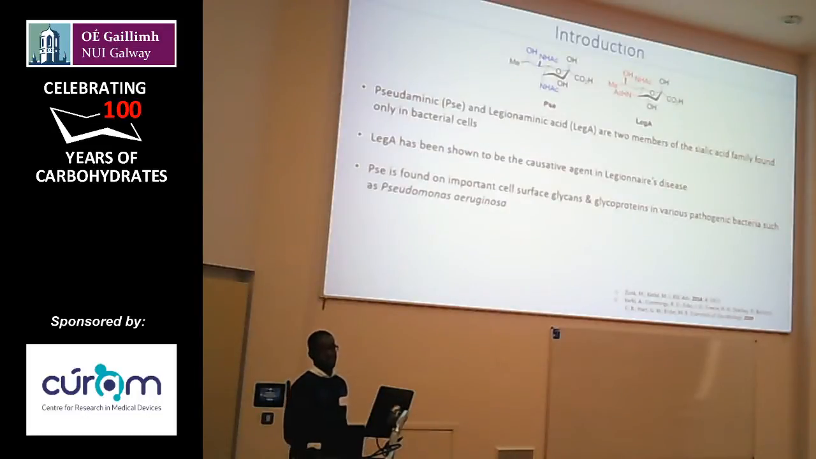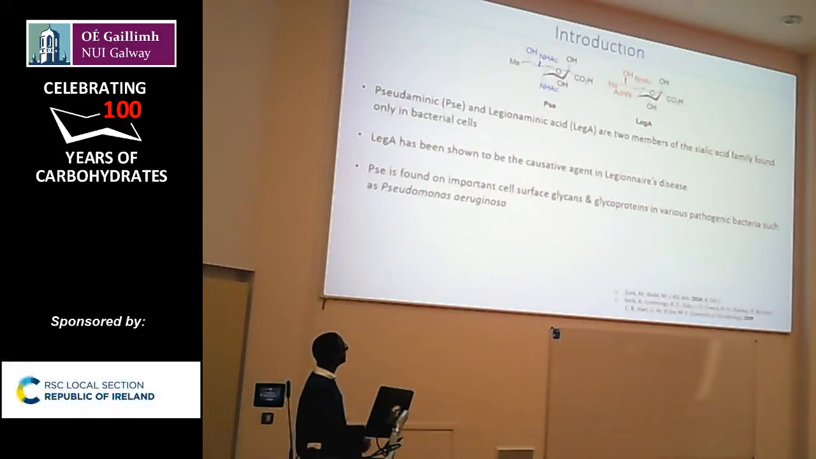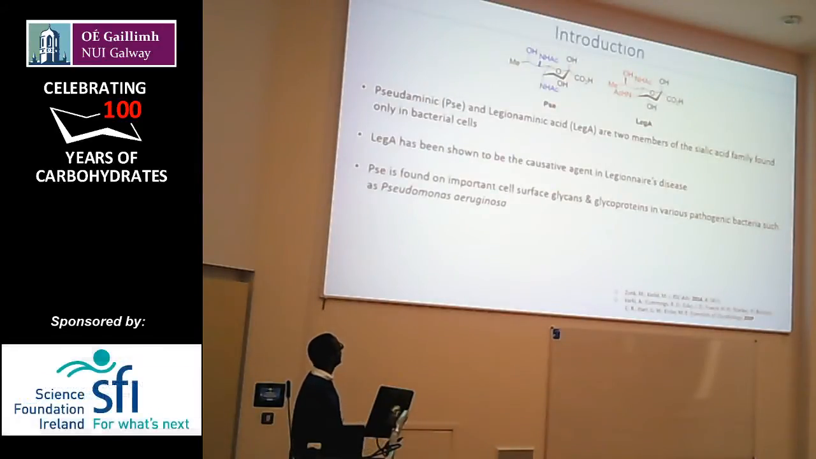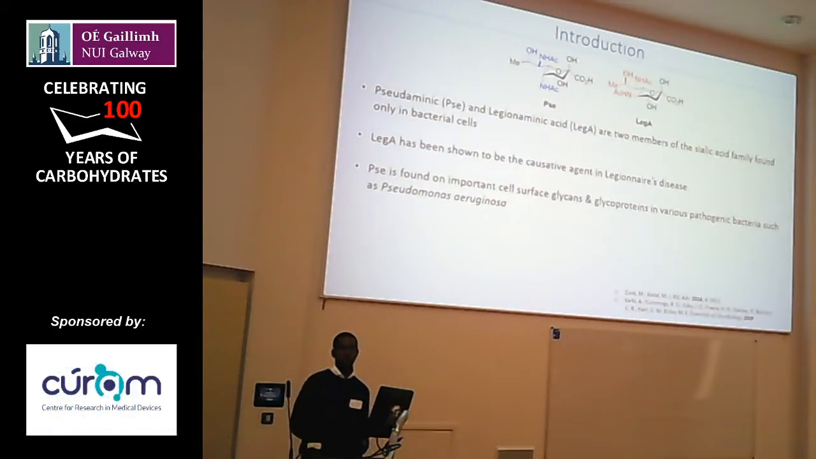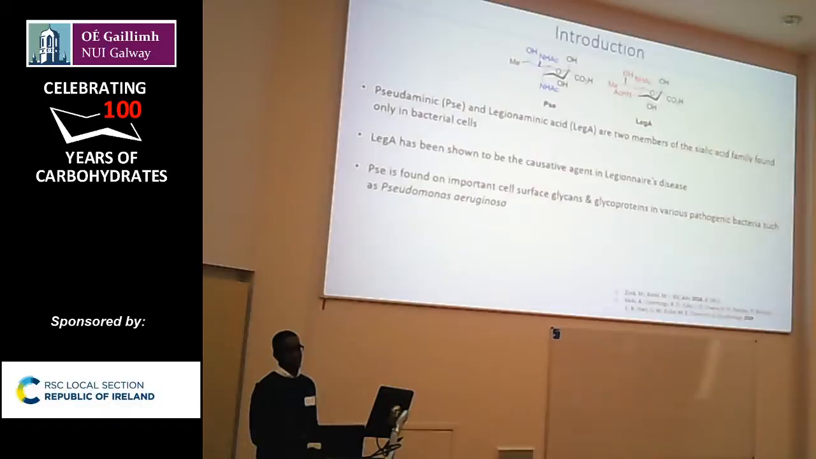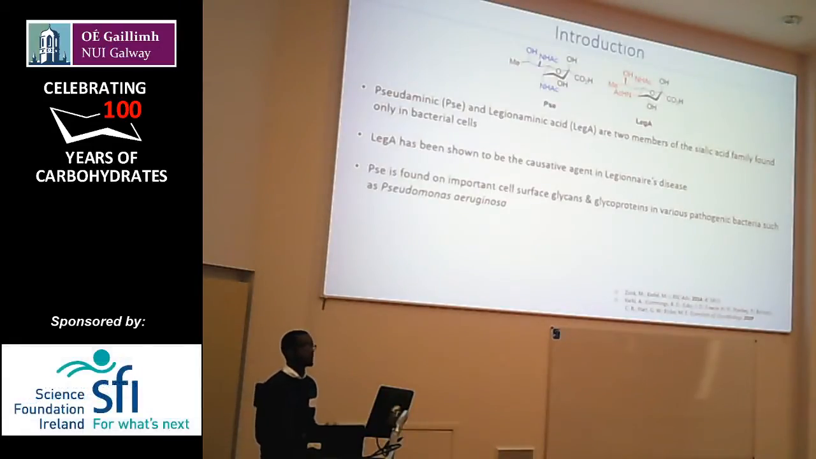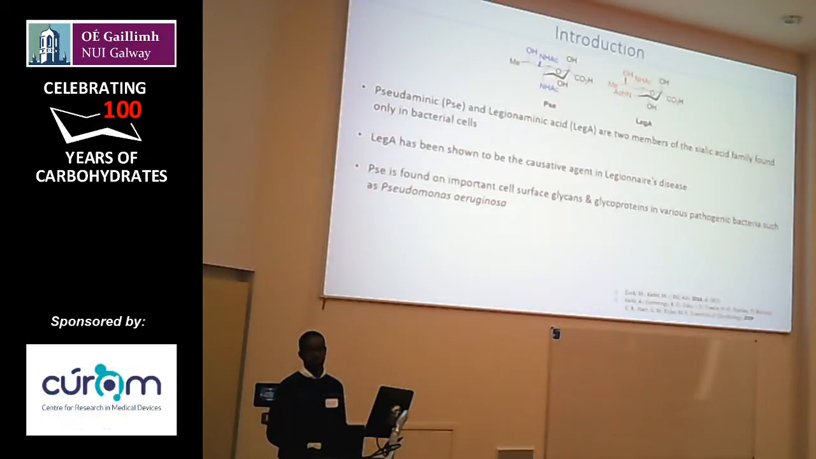Pseudaminic acid and legionaminic acid are two members of the sialic acid family found only in bacterial cells. For example, legionaminic acid has been shown to be one of the causes of virulence in Legionella. Similarly, pseudaminic acid is found on cell surface glycans and glycoproteins in numerous pathogenic bacteria, such as Pseudomonas aeruginosa. It has been said that opportunistic bacterial species often decorate their flagella and pili with these sugars, allowing them to colonize and penetrate host tissues and possibly cause infection.